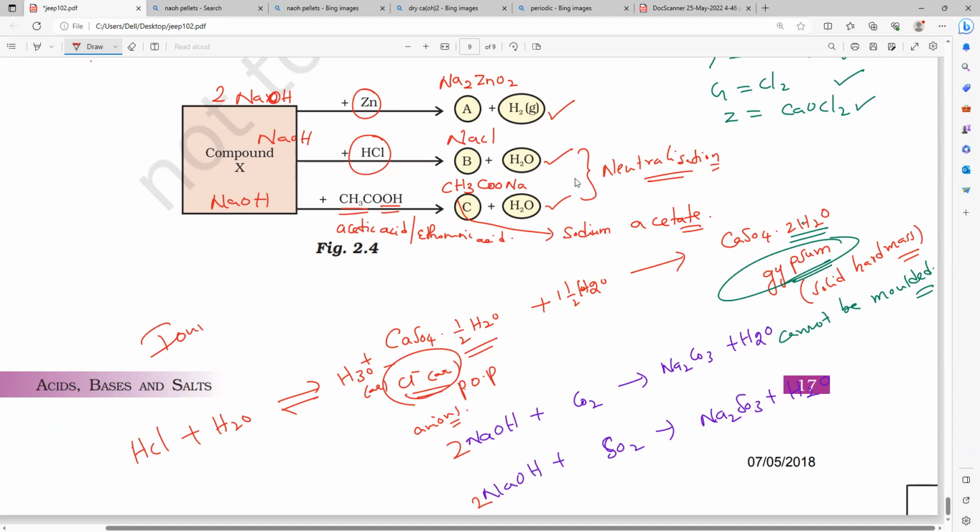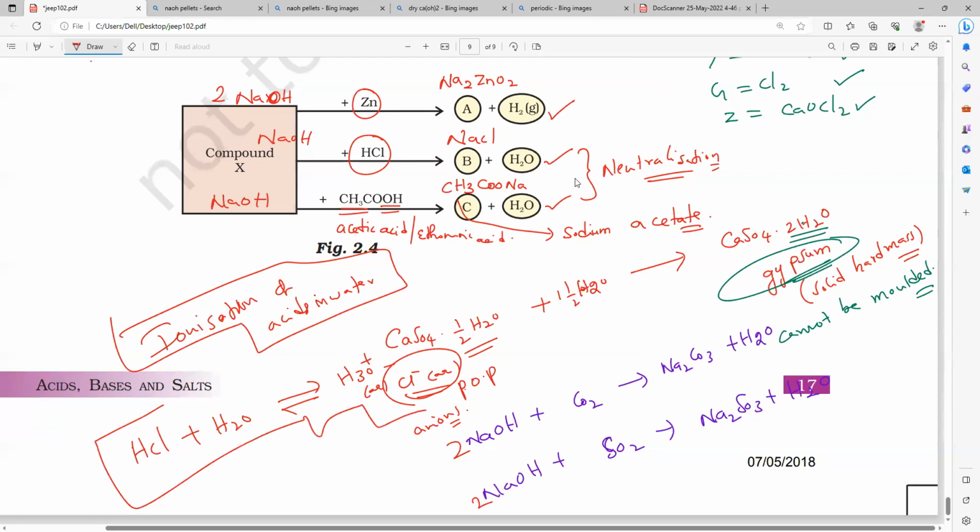Write that name: ionization of acids in water. Very important one. Exemplar sums, I think 2-3 sums we have solved based upon this. So write it: when acids dissociate in water, they will form what ions?